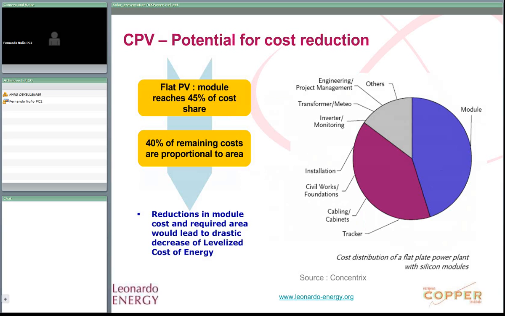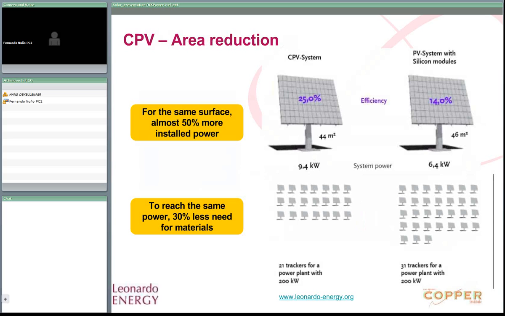For the module, we have seen how the reduction can be reached by substituting cells by optics. Concerning the area, we provide here an example. For the same surface, we can reach 50% more installed power. Or in other terms, to reach the same power in concentration photovoltaics, there is need for 30% less materials and surface.